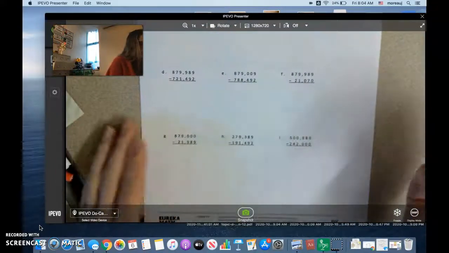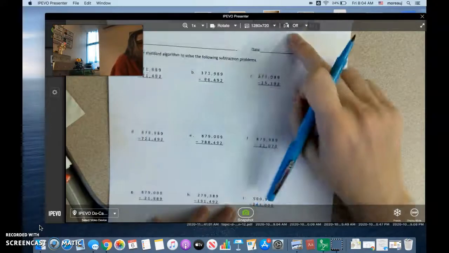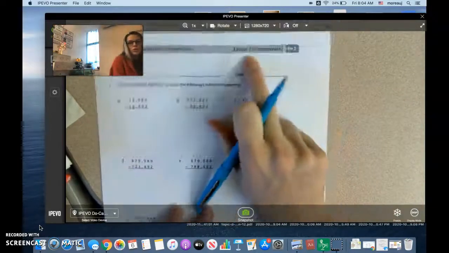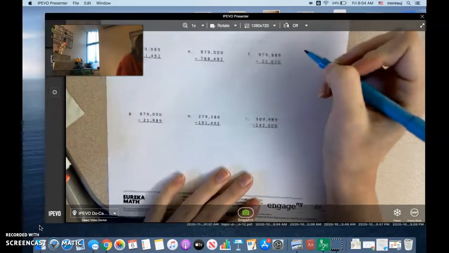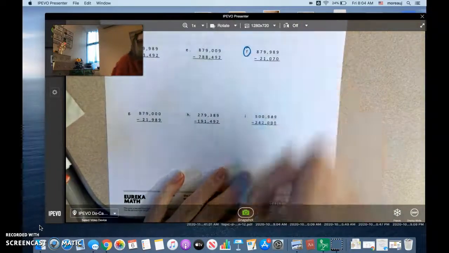Let's take a look at one of the more challenging problems and do it together. So we're on page 212. It's lesson 14 homework. That's what I want you to complete today. So we're going to focus on F right now, and F will be done together.